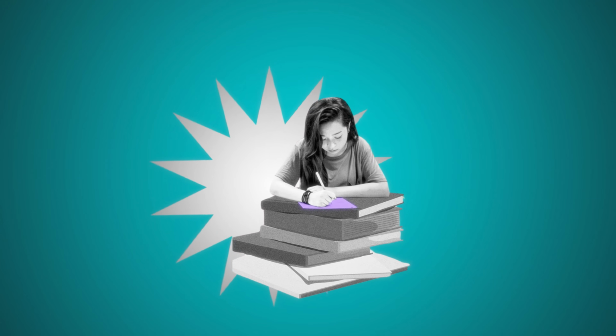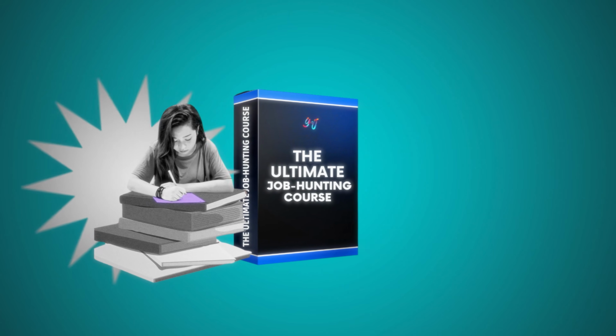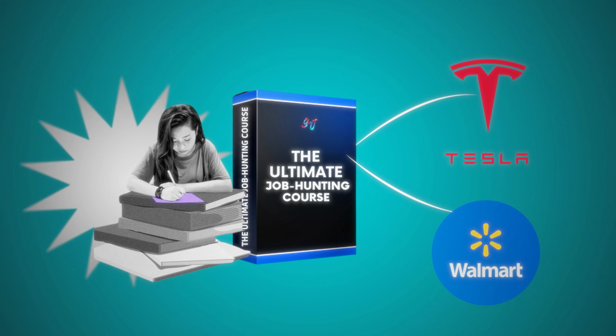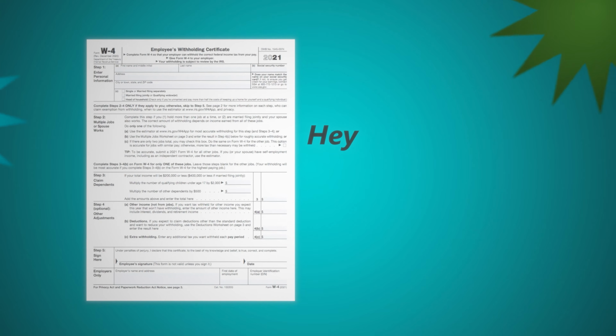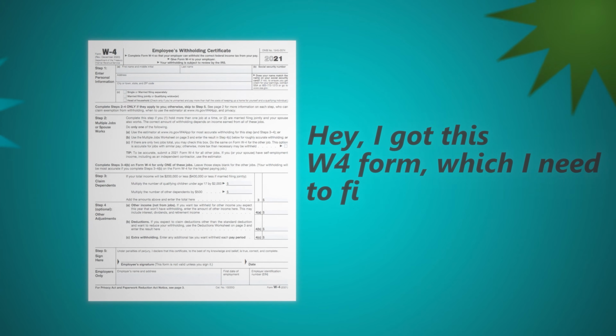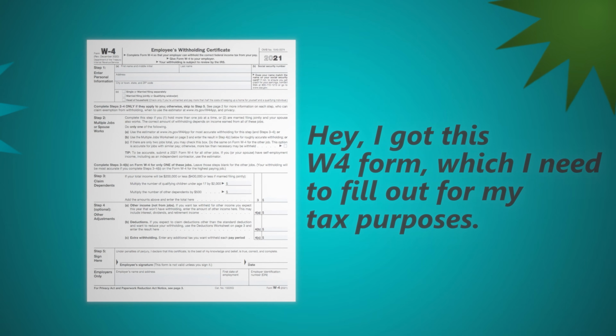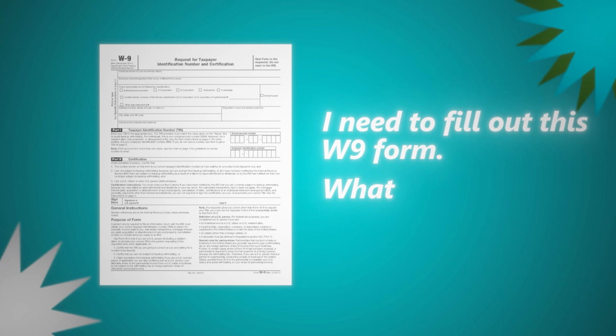Some of my students who are in my ultimate job hunting community got jobs at Tesla and Walmart, and they asked me, hey, I got this W4 form which I need to fill out for my tax purposes. My recruiter sent this to me. What do I need to do? And then one of the students who actually got a contractor job on OPT, which by the way, you are allowed to do, said, hey, I need to fill out this W9 form. What is it for? And what do I need to fill out? So I decided to make a video. Hopefully this will help you understand everything that you need to do.